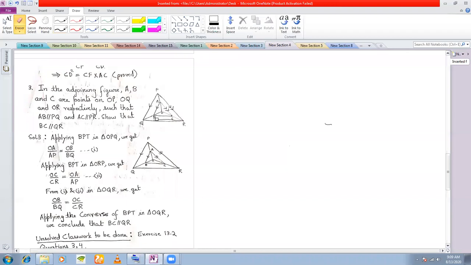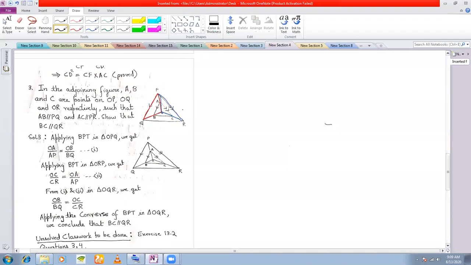See, first of all, what are the triangles that you can see? Two lines given parallel, so I can see this triangle, in which I can apply BPT. Also, I can see this blue triangle, in which I can apply BPT. So let's apply BPT in these two triangles and then see what happens. So applying BPT in the red triangle, what do you get?